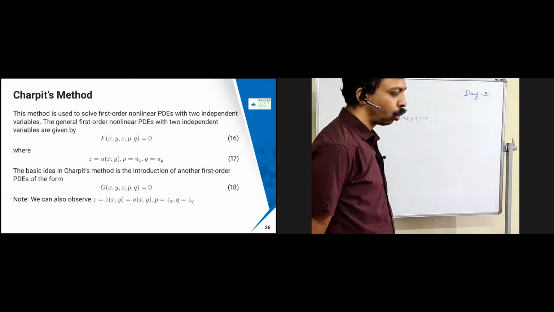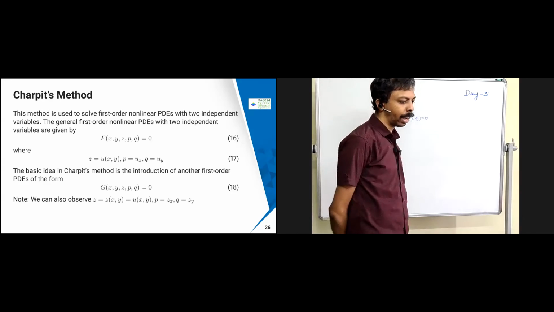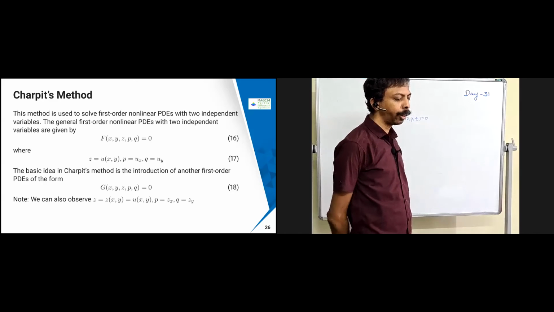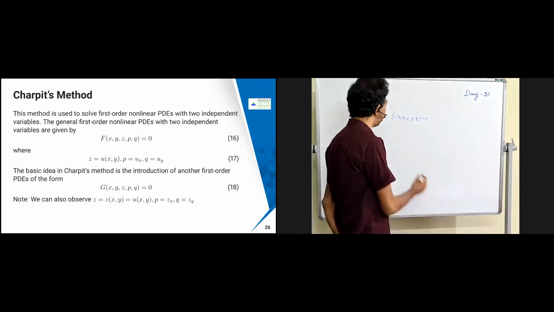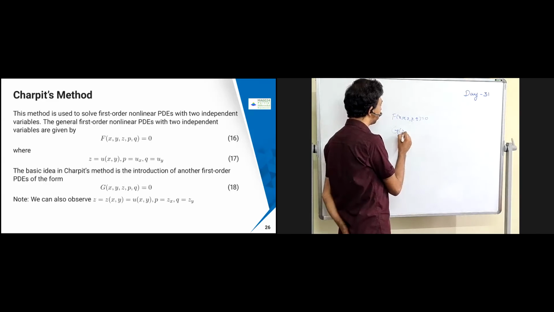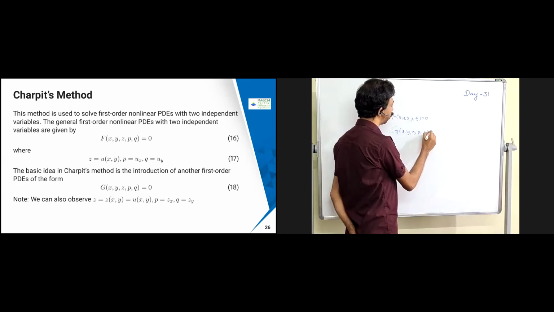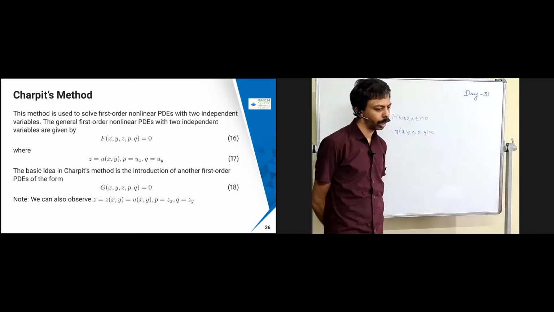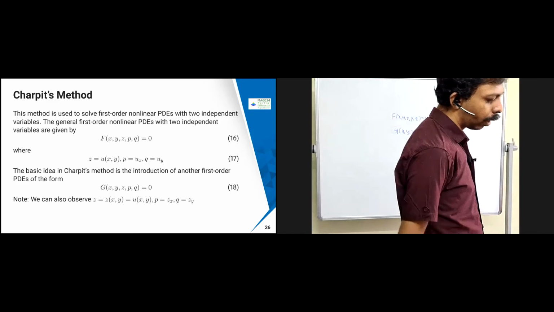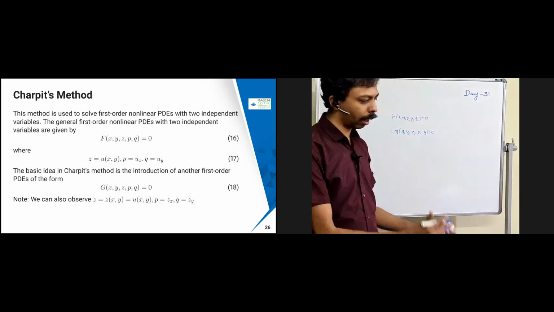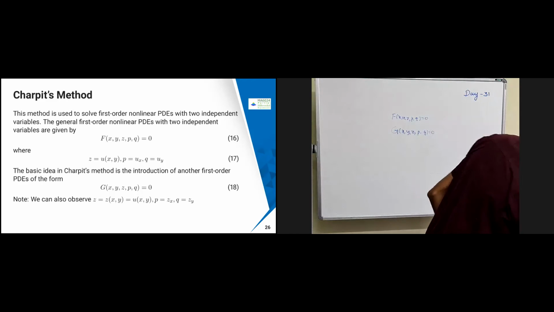So in this Charpit's method, the idea is that we are going to introduce another first order PDE of this form, g of x comma y comma z comma p comma q equal to 0. This is a new one I am going to introduce. Okay. Now what we can observe is that, okay, this is again the same. z equal to, for this case also the same, p and q are going to come.